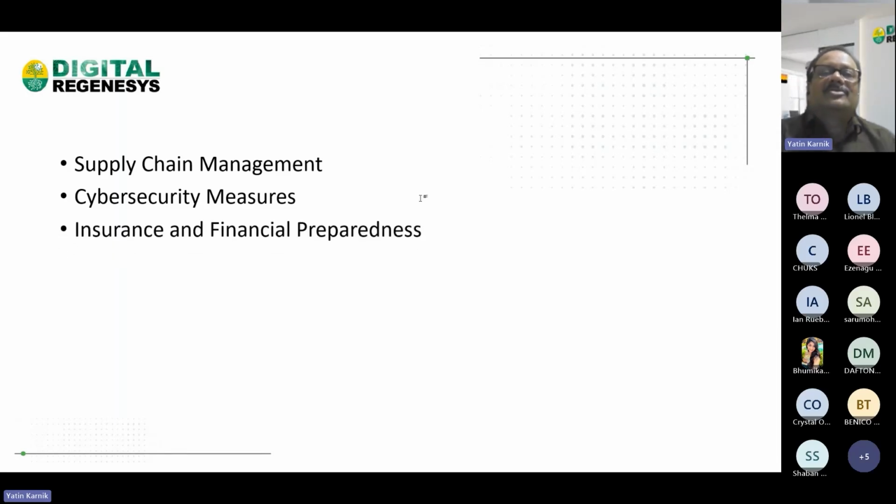Insurance and financial preparedness, as always. Organizations secure appropriate insurance coverage to mitigate financial losses resulting from a disaster. This could include business interruption insurance and property insurance as well.